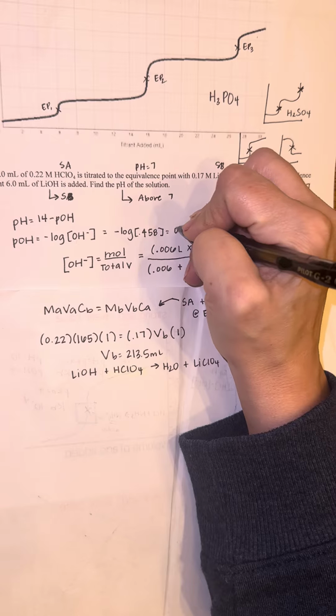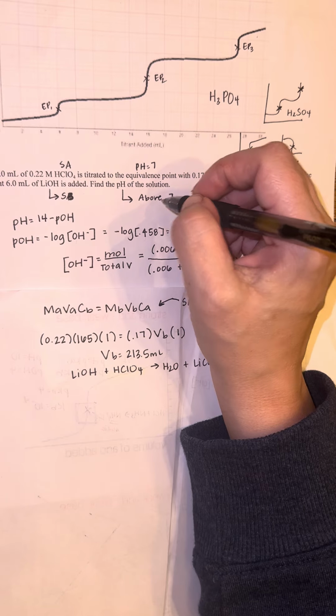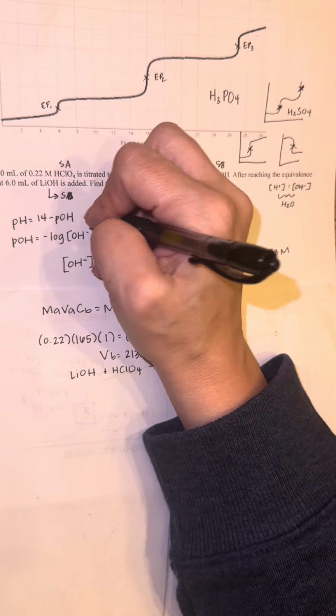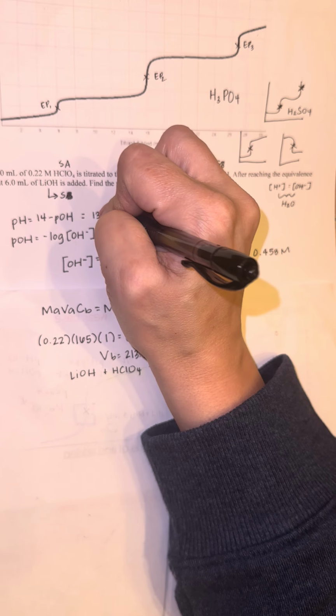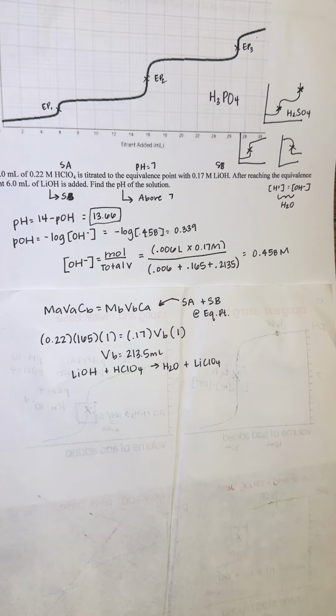And that gives me 0.339. But the question wants pH, and so before we said it should be above 7, so that one makes sense. So 14 minus that, our final answer is 13.66, and that makes more sense. All right.